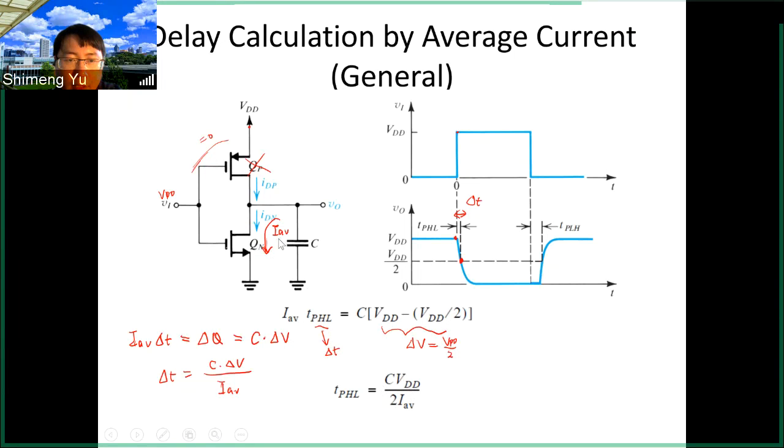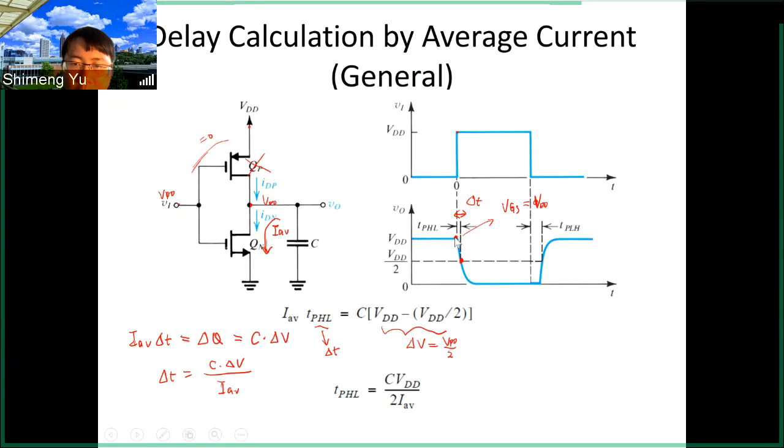Now the question becomes how to get this I average. We need to think about the NMOS operation region at those two points. Initially here, VGS equals VDD. For this NMOS, initially the gate is VDD, and the output is also VDD.